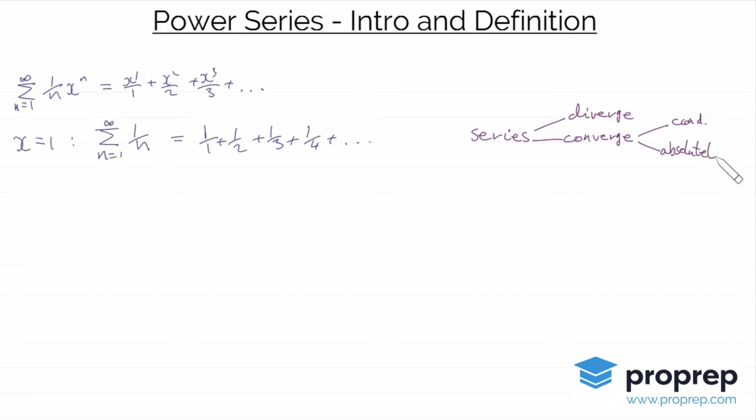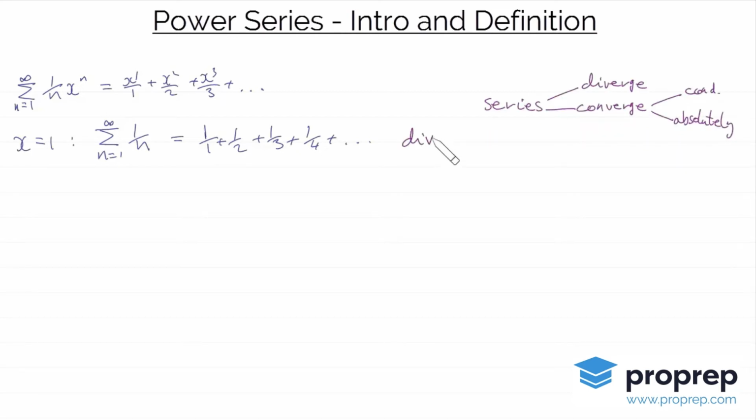So absolutely. And the question is, what happens in this particular case? If x is 1, this is the harmonic series, and we know it diverges. So I'll write diverges. Let's take another example.